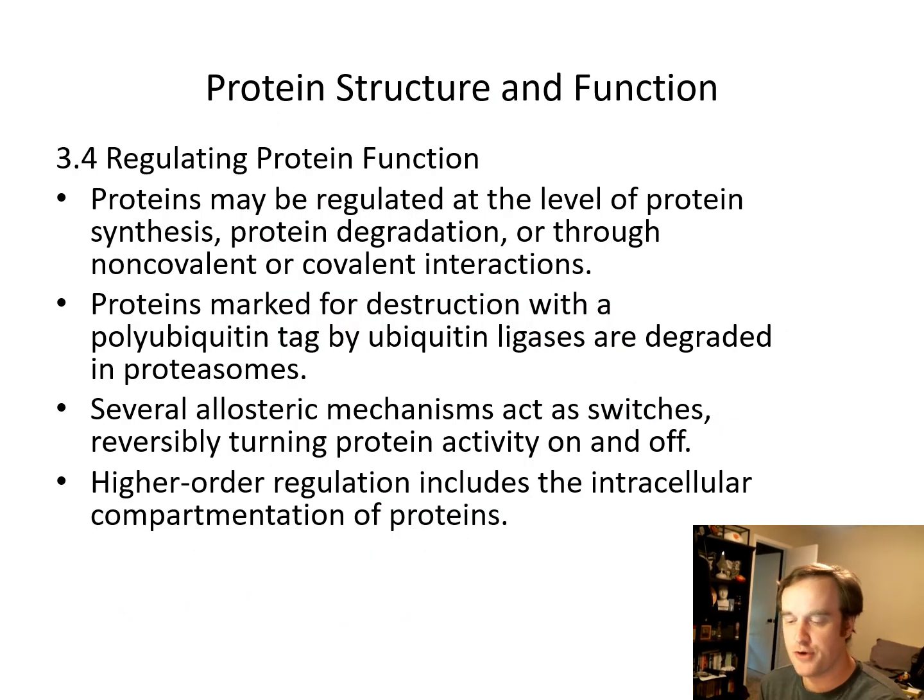So now we'll move on to regulation of protein. So proteins may be regulated at the level of the protein synthesis. It can be regulated by degrading proteins that already are there, or through non-covalent or covalent interactions. Proteins marked for destruction with a ubiquitin or polyubiquitin tag by ubiquitin ligase are degraded in the proteasomes. There are several allosteric mechanisms that act as switches, reversibly turning protein activity on and off. And then there are higher order regulations or regulators, which includes the intracellular compartmentalization of protease.